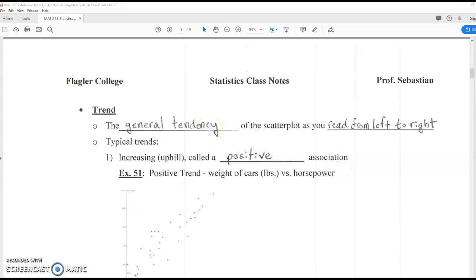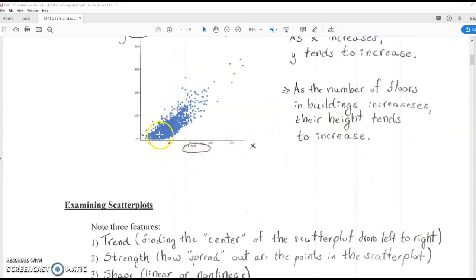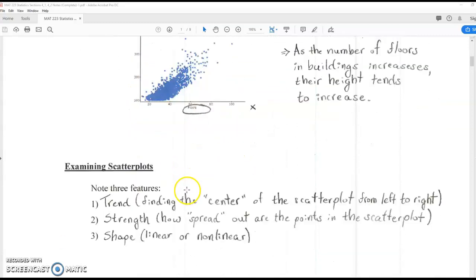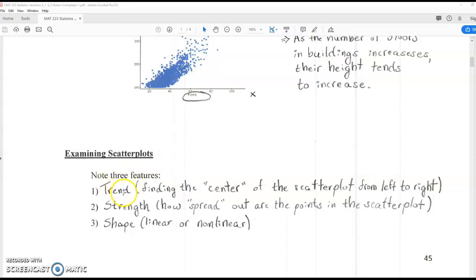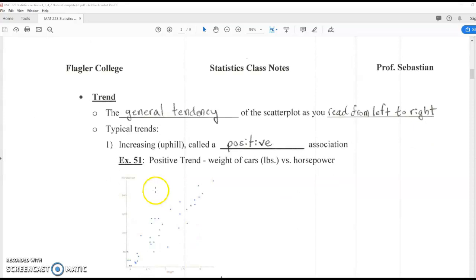Moving on to the next page of our notes, page 46. We're in section 4.1 where we just introduced scatter plots for trying to compare the relationship between two numerical variables. In the previous example, we talked about comparing the number of floors in a building to the building's heights. So we want to note three features: trend, strength, and shape. We'll talk about each one of those separately.